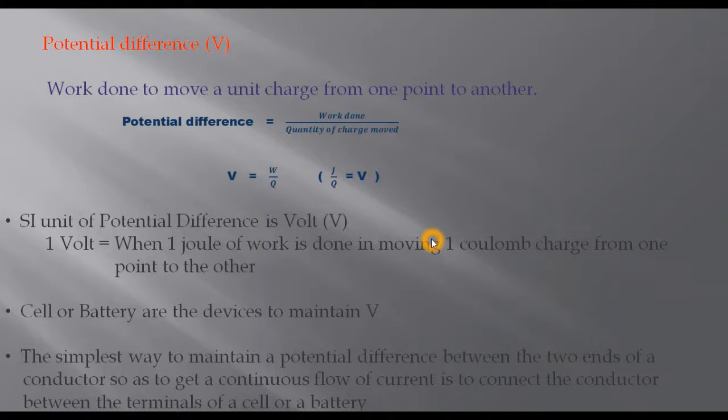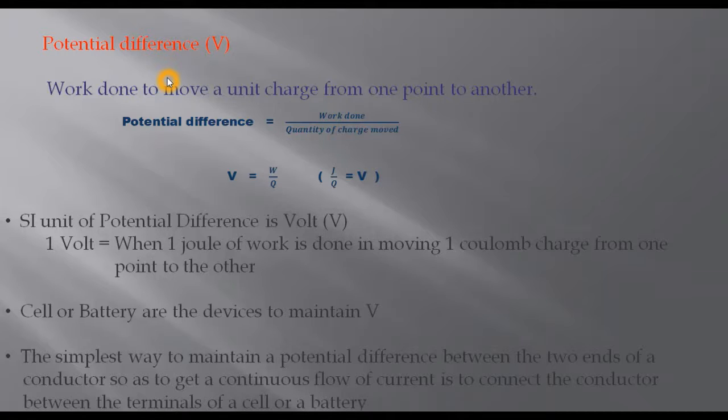Now, I told you that it is because of a difference that electrons start moving in a particular direction, and that kind of difference is known as potential difference. So whenever we are applying a source to some conductor, potential difference is maintained, and that potential difference is maintained by a battery or by a cell. So what does the battery do? The battery does some work, because the battery has to do work to move the charges from one point to another.